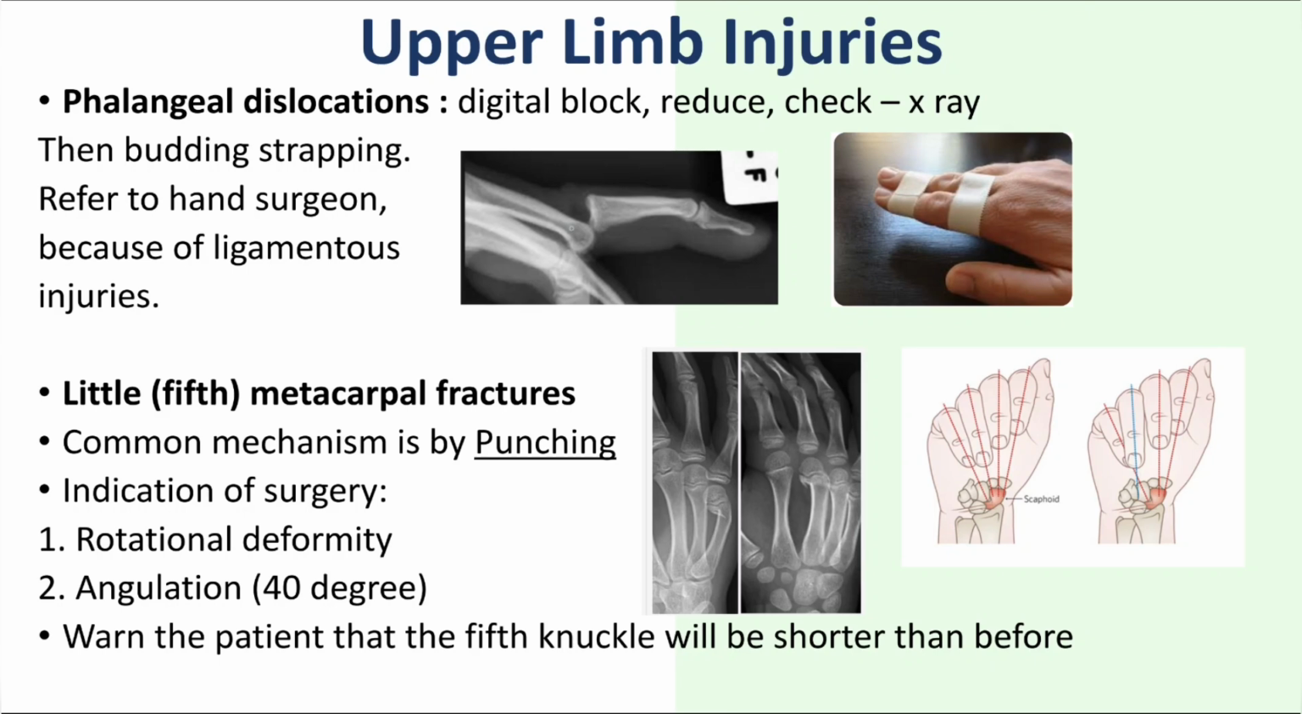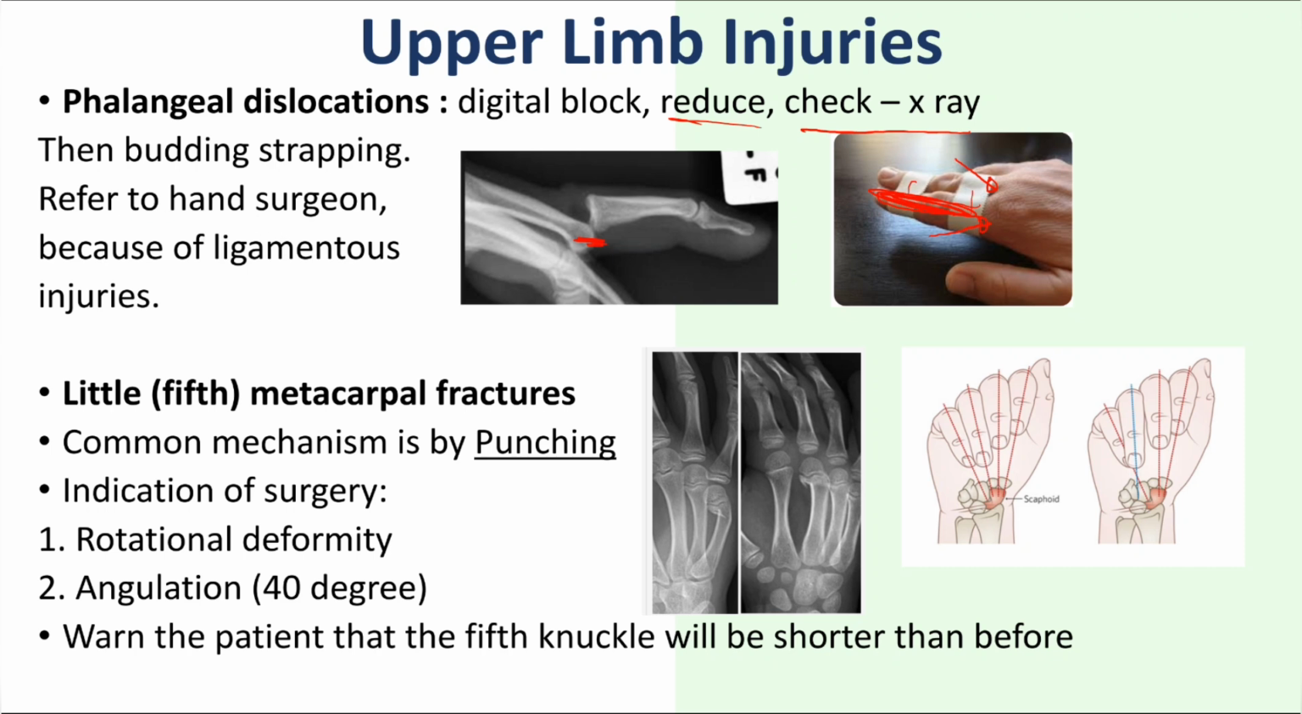For phalangeal dislocation, you have to do a digital block. What is a digital block? When you give local anesthesia to both sides of the finger to anesthetize that finger, then reduce the fracture, then do a check x-ray whether the displacement reduced or not. Then you have to do buddy strapping like that and refer to the hand surgeon.